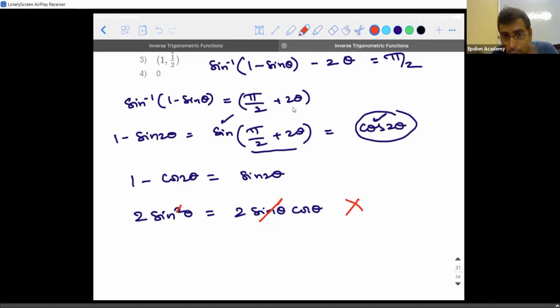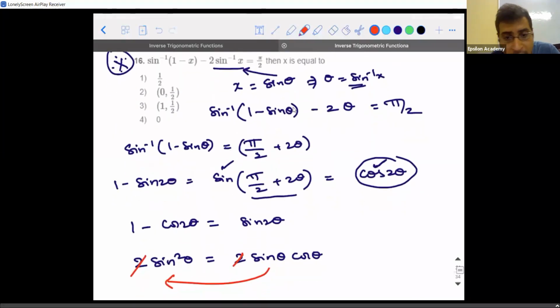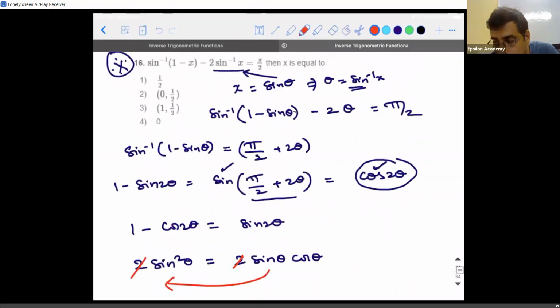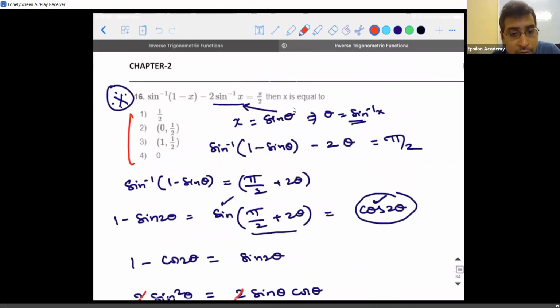You can cancel sine on both the sides only if theta is not equal to 0, because sine 0 is 0. So don't do that mistake. Rather, these kind of problems, you always have to go with the method of factorization. You can cancel 2 and 2, no harm in that. But when sine theta and theta are there, you have to look at the domain and the codomain. Nowhere they told theta is not equal to 0. Nowhere they told x is not equal to 0. And look at the options. x is equal to 0 is also one of the options.